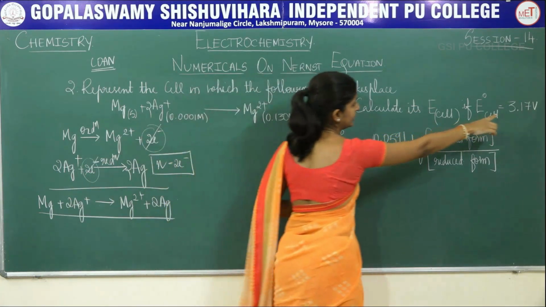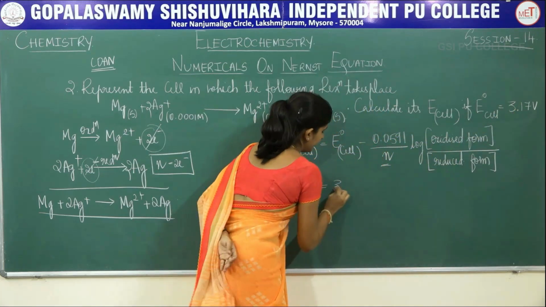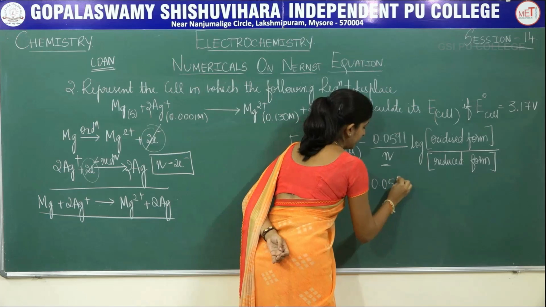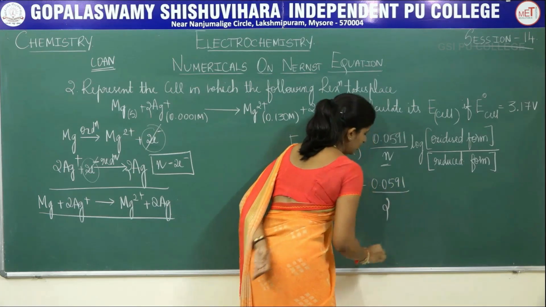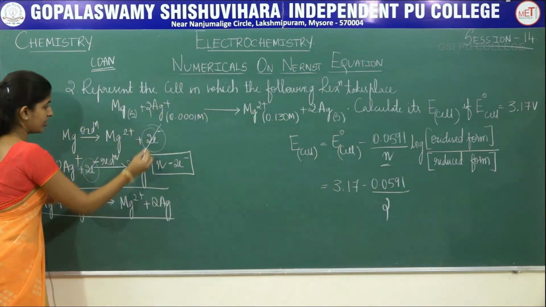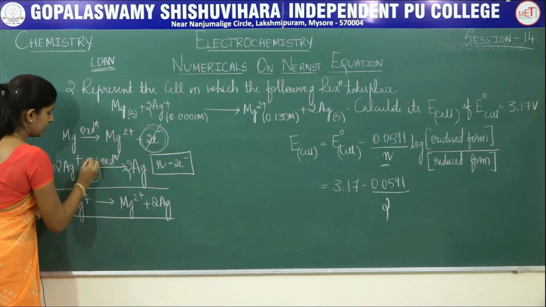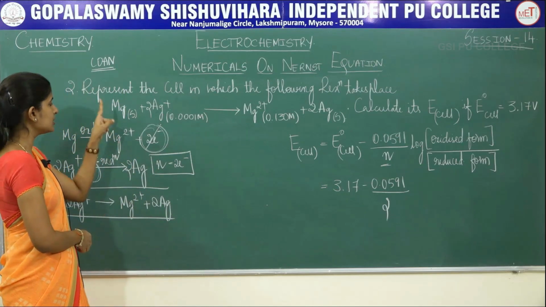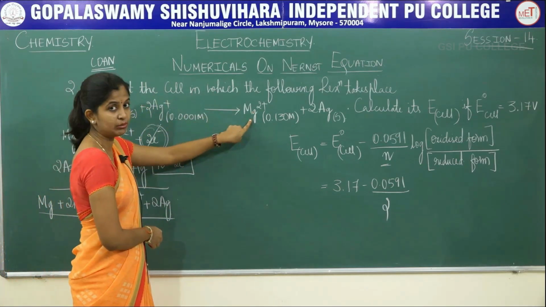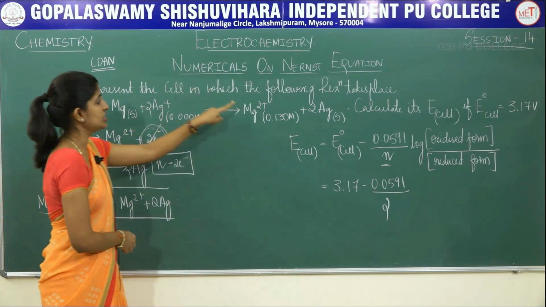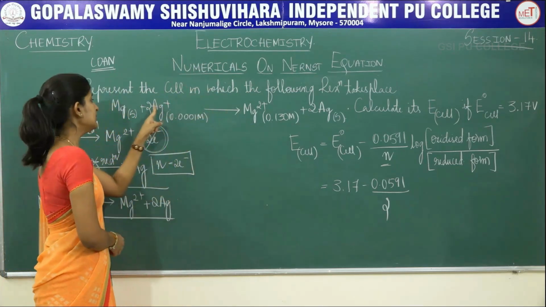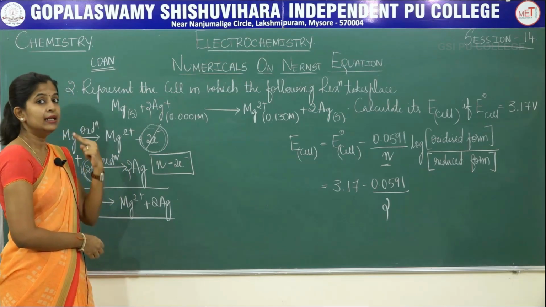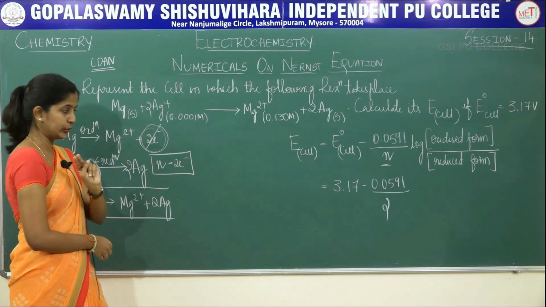So we have got N, just substitute the values. E0 cell is given, it is 3.17 minus 0.0591 divided by 2. 2 is the number of electrons transferred. The number of electrons transferred in this reaction is 2 electrons. It has been transferred from magnesium to silver. Magnesium is giving 2 electrons, and 2 moles of silver is accepting those 2 electrons. As a result, the N value for this reaction is 2.